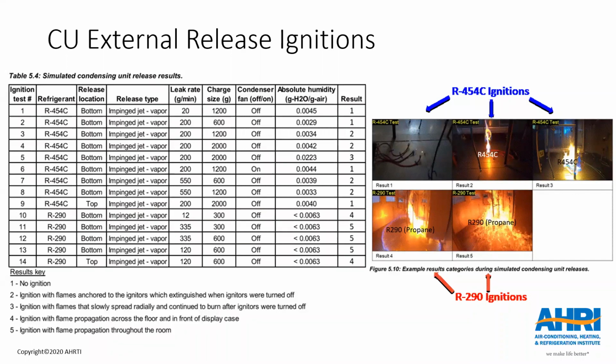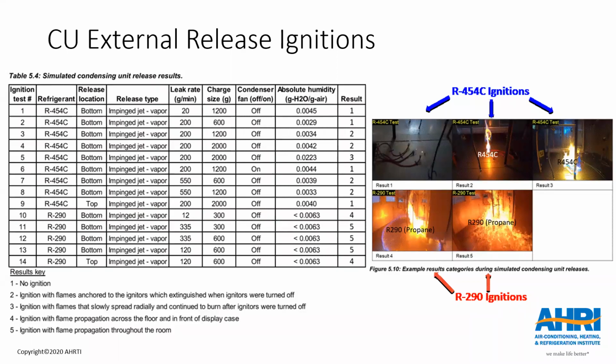When we initially did the ignition testing with 454C, all the results were either a 1 or 2. You either had no ignition occur, and that was sometimes even when a flammable concentration was present, or you had small pencil-like flames extending up from the igniter, and these flames went out once the ignition source was removed. Now, this is different from some of the results we saw from the previous RD9007 studies. And one of the reasons for that was believed to be the fact that a number of those tests were done at higher humidity levels. And it's well known that you can increase the reactivity of some A2L refrigerants at higher humidity levels. You can get higher burning velocities from those products.